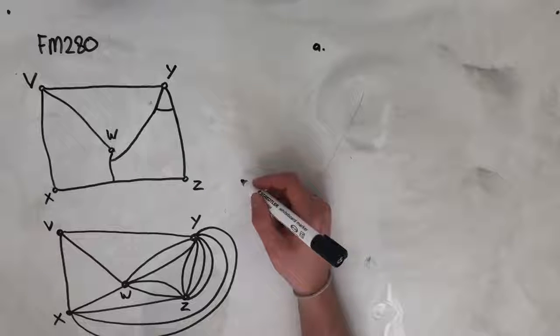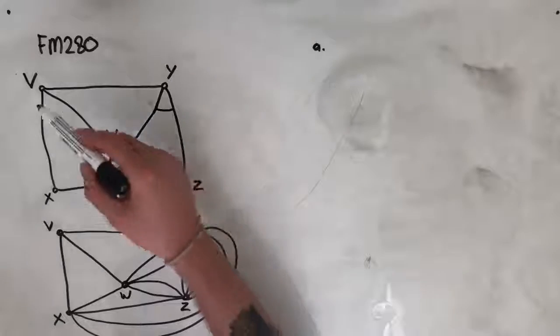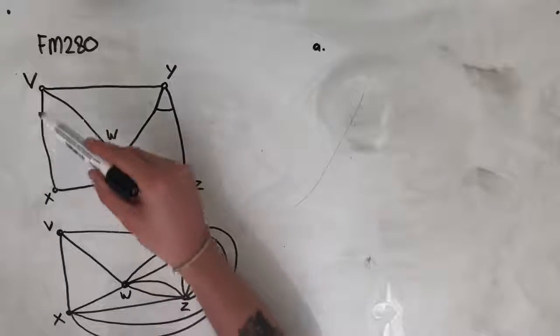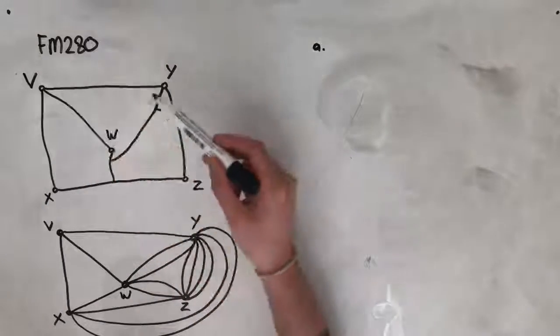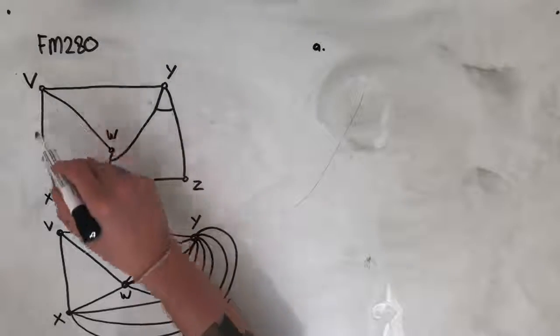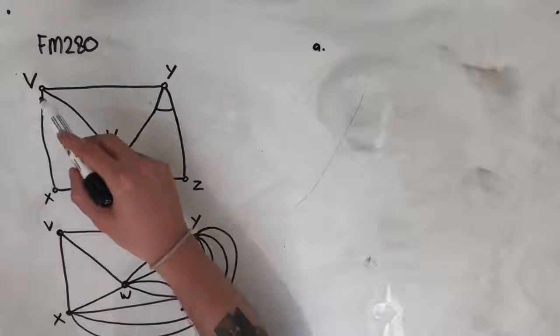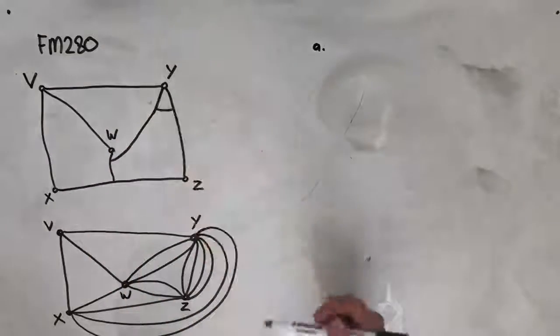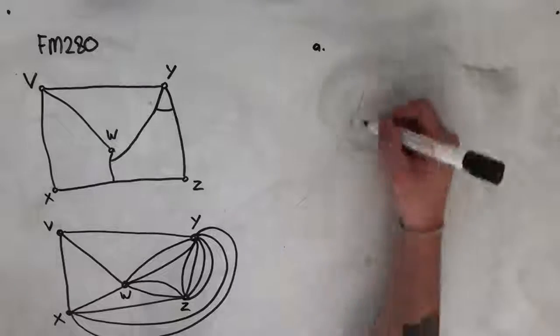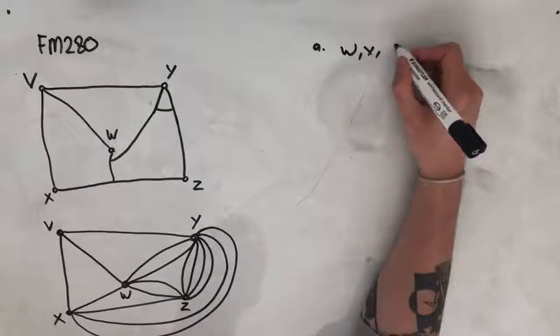Question A says, starting at V, which cabins can be reached using only one trail? So from V, we could go straight to X, straight to W, straight to Y. We can't take one trail that leads to Z though. So passing through the other cabins wouldn't be one trail. We need one edge that goes directly to that vertex. So our answer to part A would just be listing W, X, and Y.